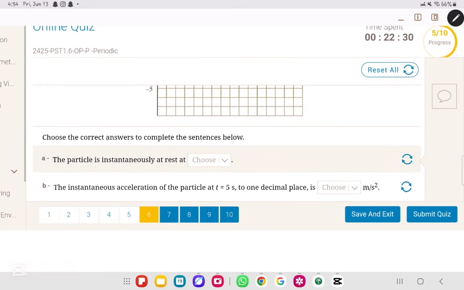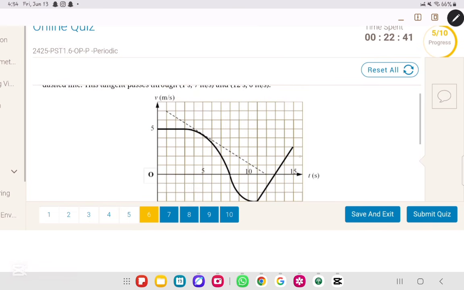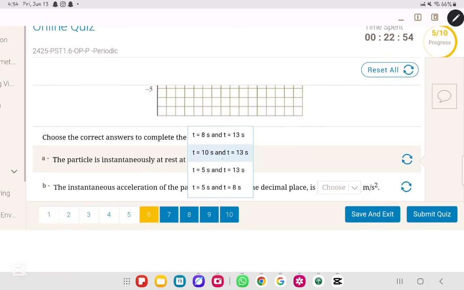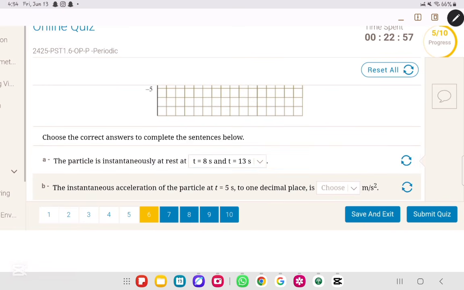How can the particle be instantaneously at rest? This is if the velocity is equal to 0. So we have to look for 2 points or more where the velocity is equal to 0. Velocity is equal to 0, we will find it here at the origin. So we have this point over here and this point over here, which is 8 seconds and 13 seconds. So very simply, it is 8 and 13 seconds.